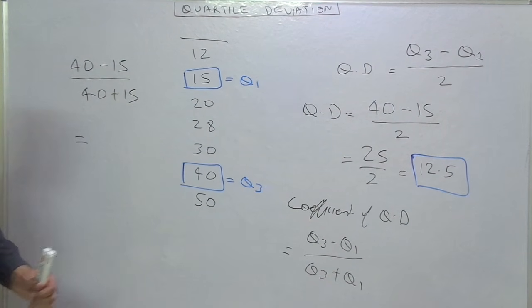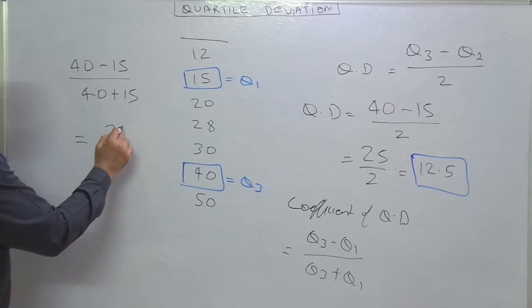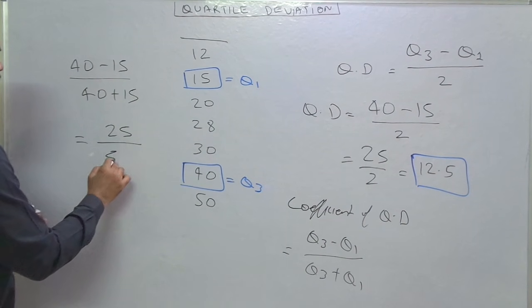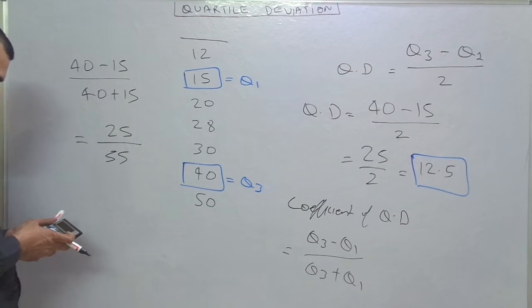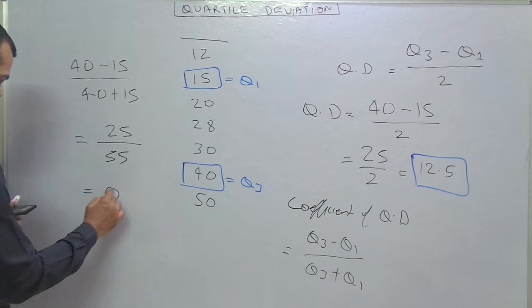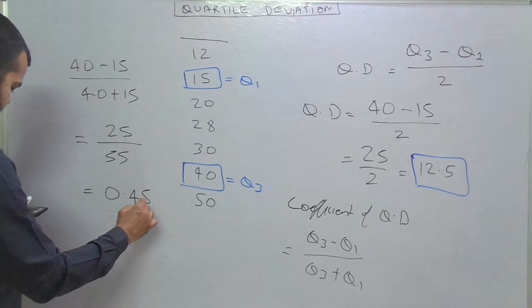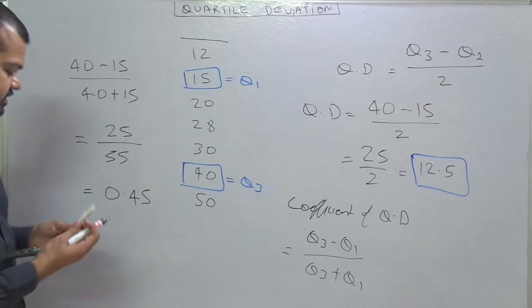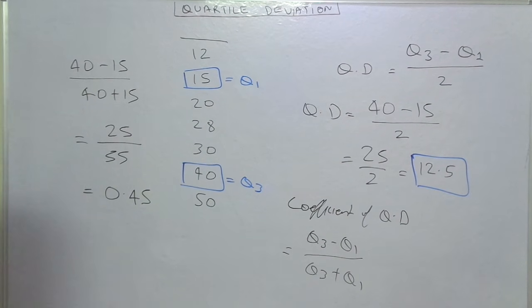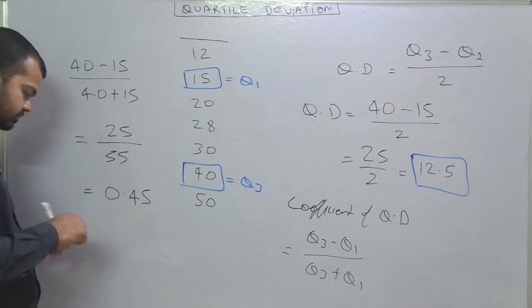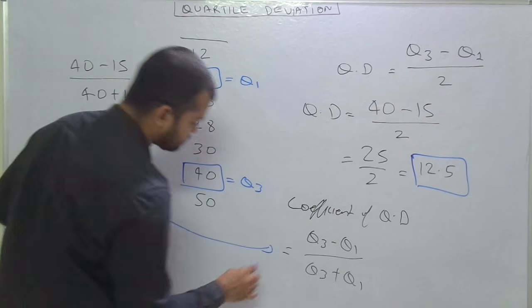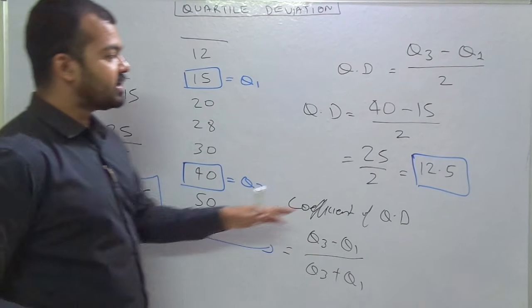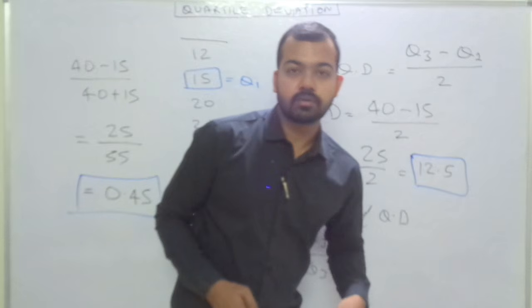With the help of a calculator, we can do this. So that is 25 divided by 55. The coefficient of quartile deviation is 0.45. That's the answer. So this is the coefficient of quartile deviation, and the quartile deviation value is 12.5.